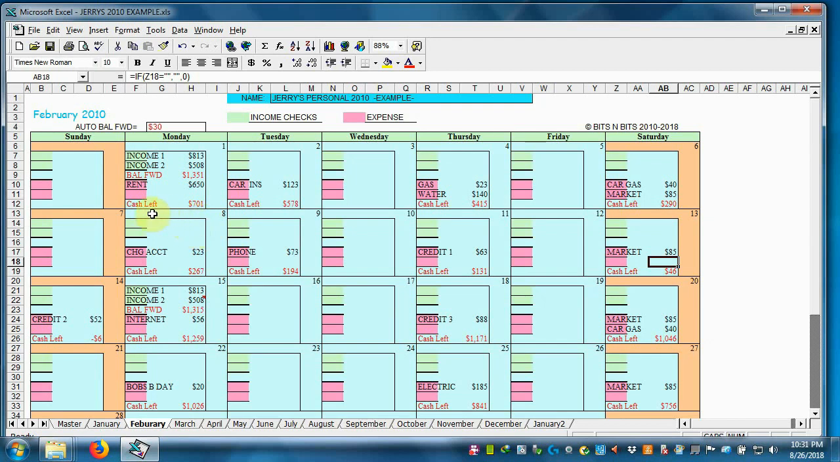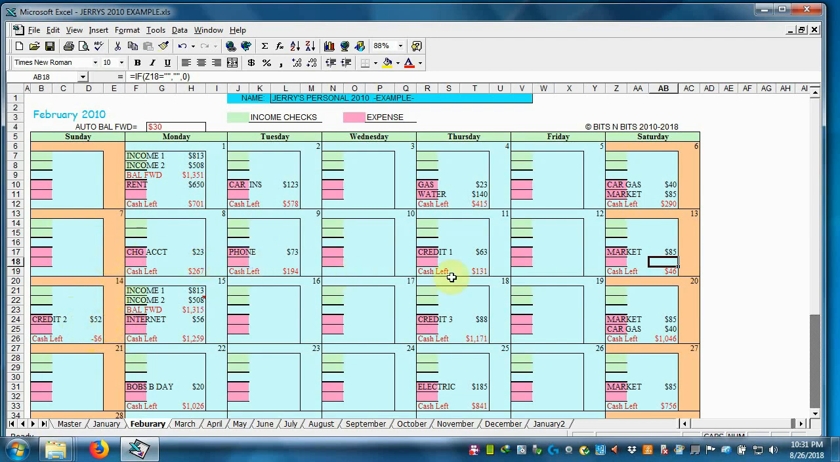What you're looking for is cash left and a low number. And the low number will usually come just before your second check. Now we're down to $46. Oh, we got minus $6 right here. And that's for credit card number 2. So we're $6 short in order to pay this monthly payment.